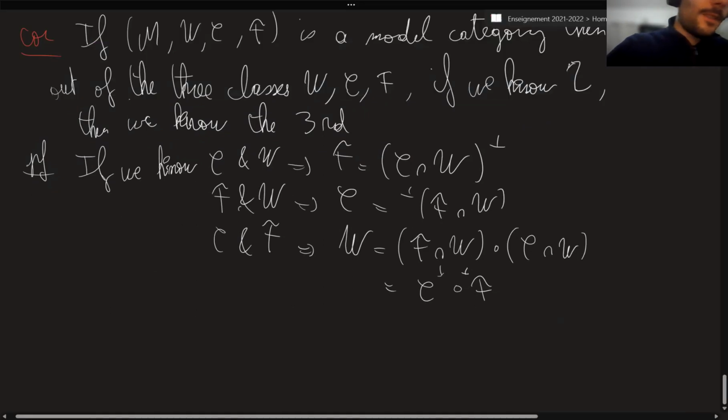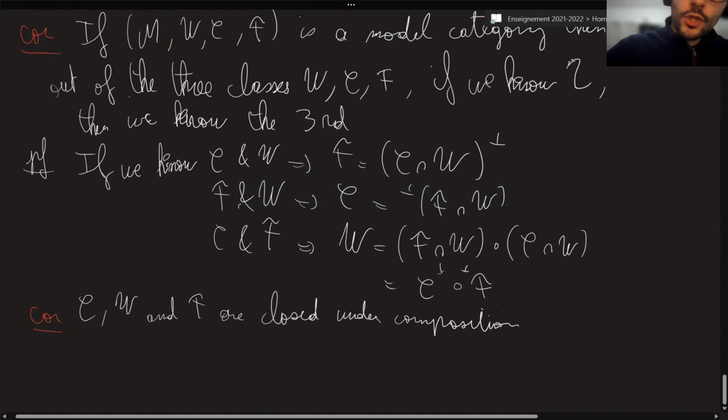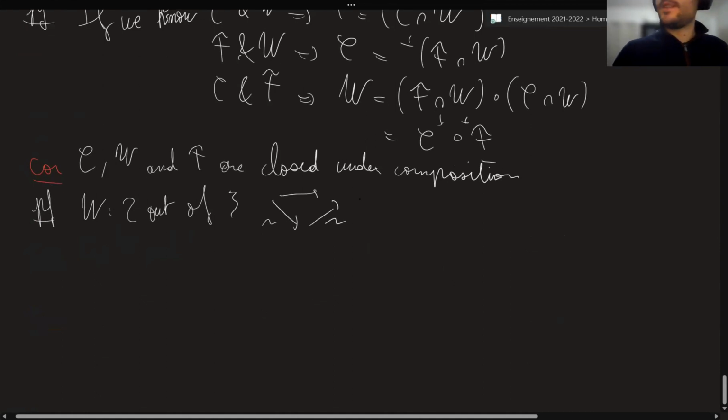Okay, another thing is the following. C, W, and F are closed under composition, which is not obvious. Well, for W, this is 2 out of 3. If you have a composable pair like that, 2 sides are weak equivalences, therefore the third is. Alors, there is a question.